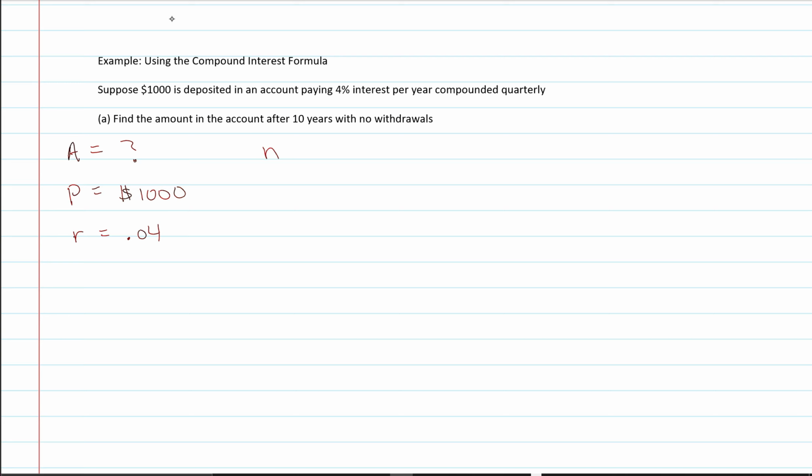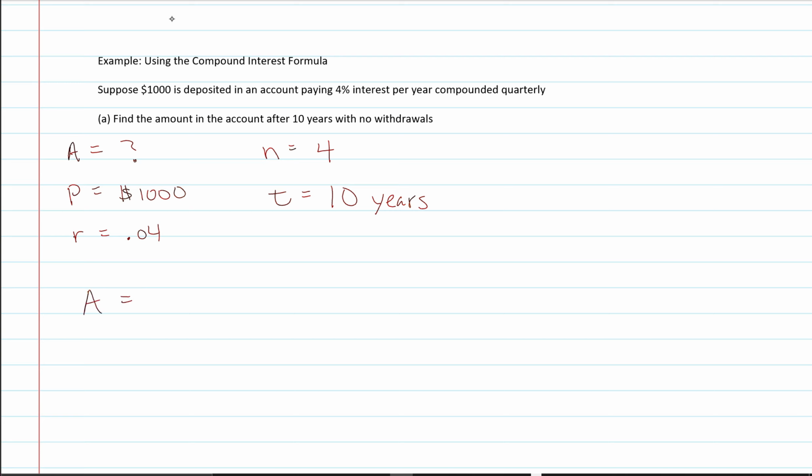Next is our N value. So our N is how many times it's compounded yearly. Well, it tells us that it's compounded quarterly. So quarterly means 4 times per year. And then T is the time in years. So this is the time, which is 10 years, as stated. All right, so now it's just a matter of going ahead and plugging into the formula.